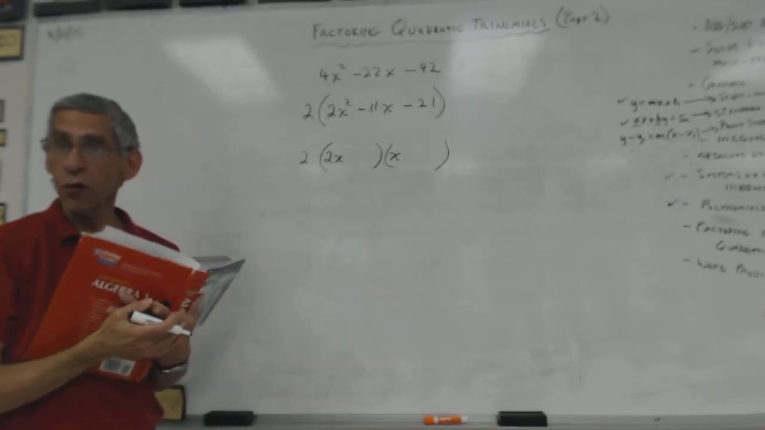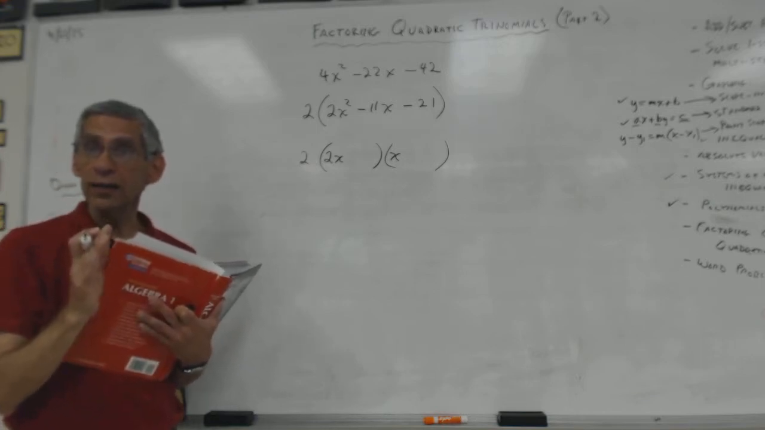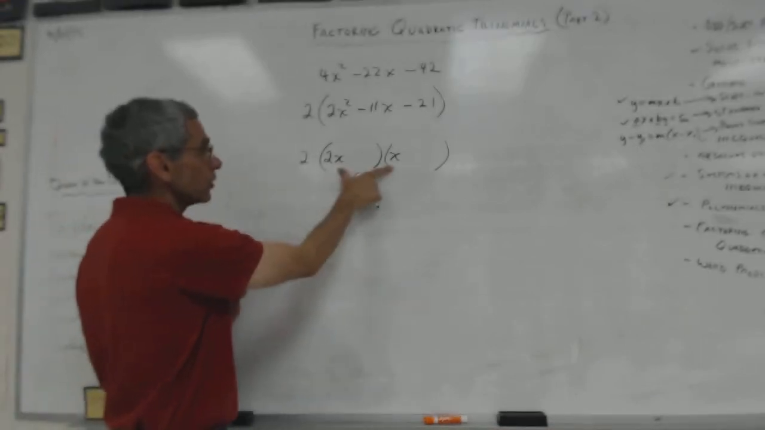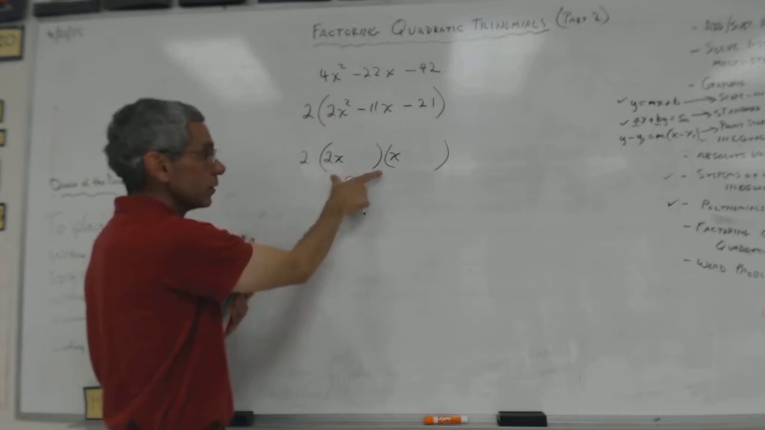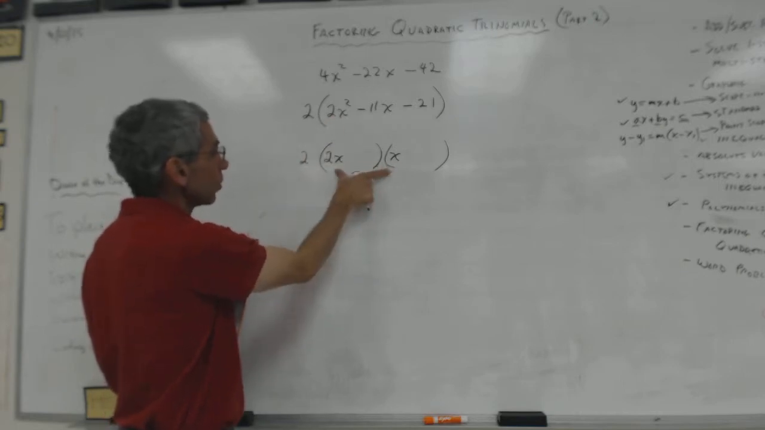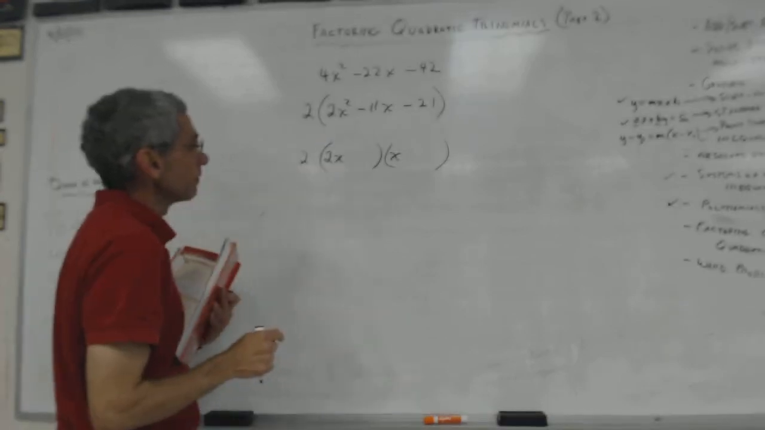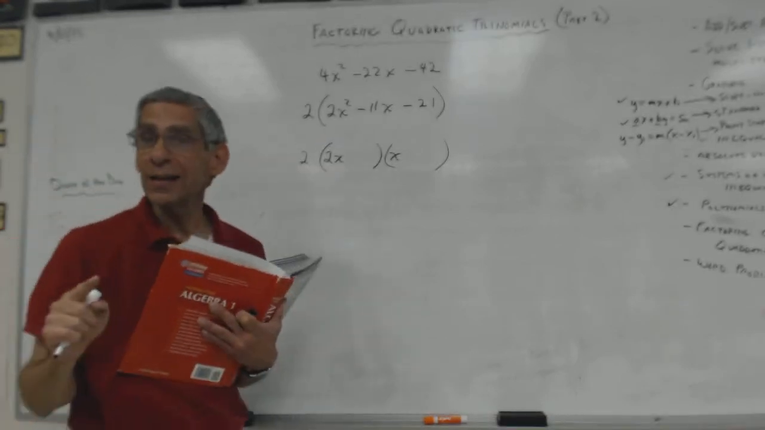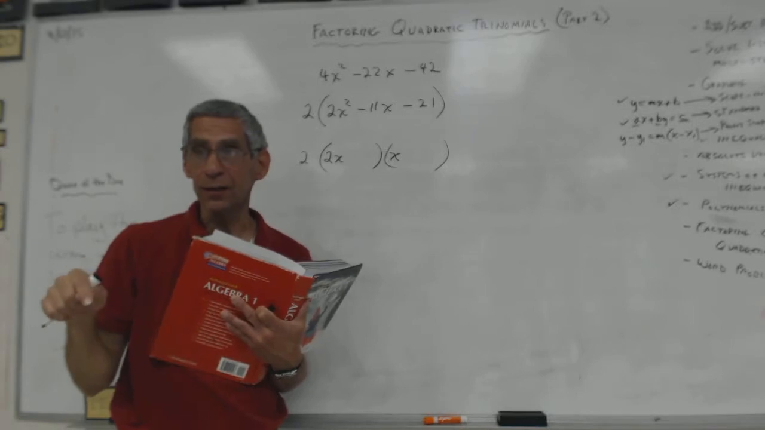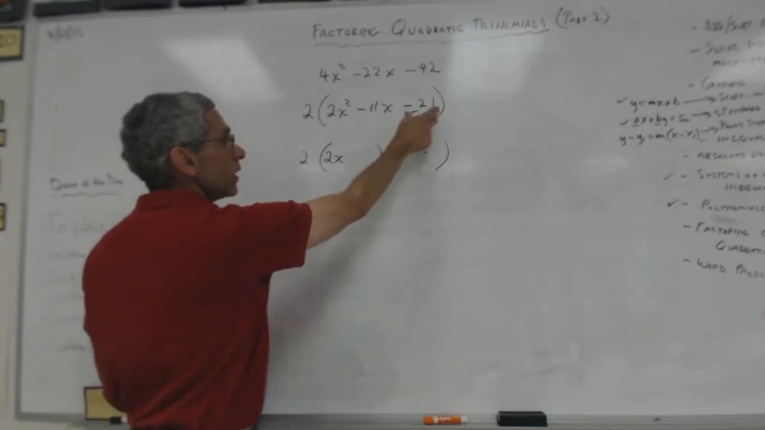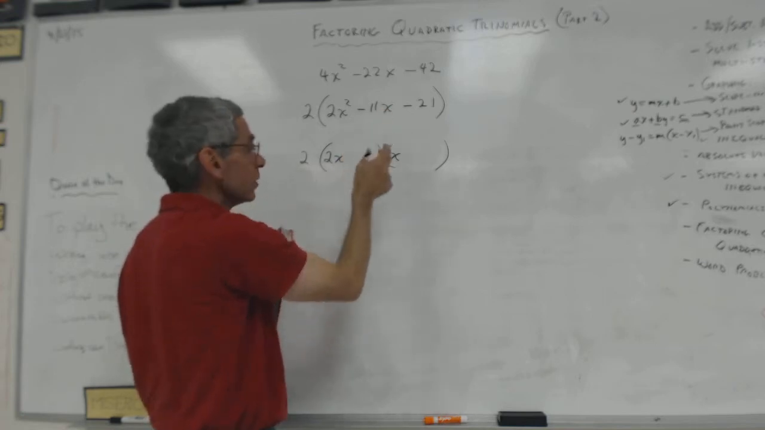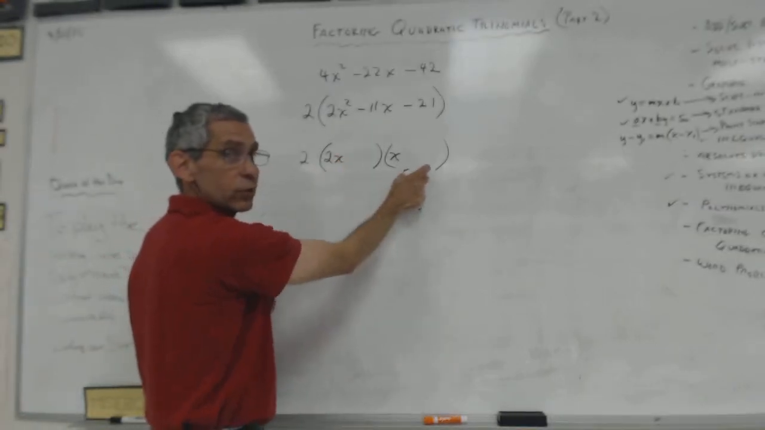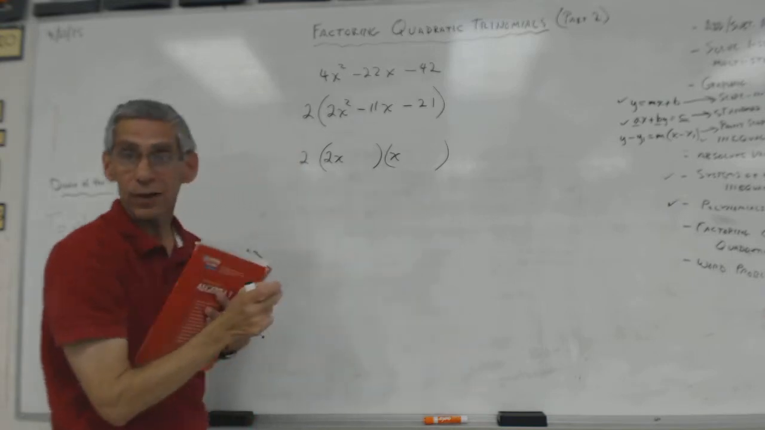Yes. So FOIL: first, outside, inside, last. My firsts have to multiply to that, right? You've got to always remember that those have to equal that, right? So that's going to change my outside and my inside. I no longer can say factors of this that add to this because I've got this 2 that's going to be multiplied times things, right?